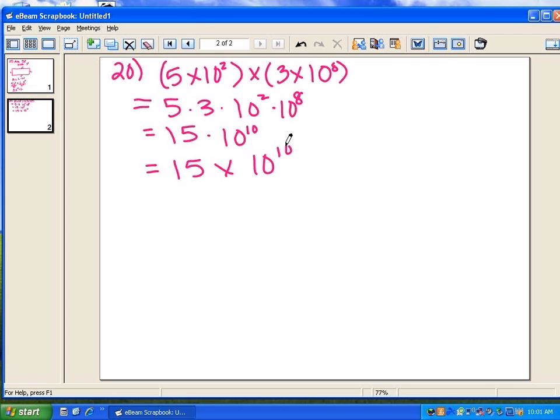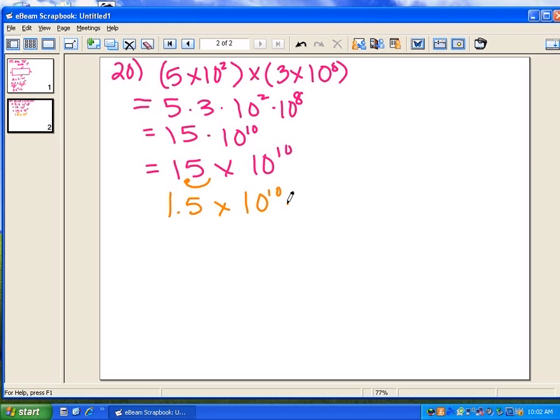Okay, so I need to move my decimal. I need to move my decimal from here to here and get 1.5 times 10 to the 10th times, and what did I do? If I moved this thing 1 decimal space, what did I really do? If I go from here to here, what do I need?